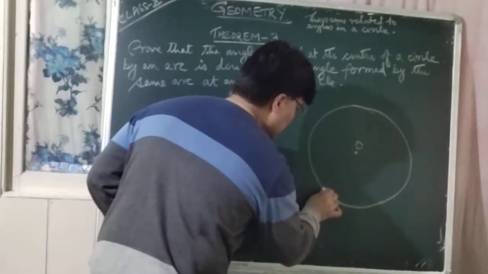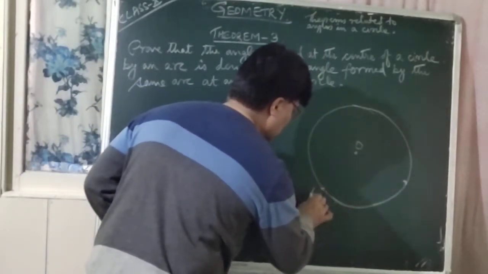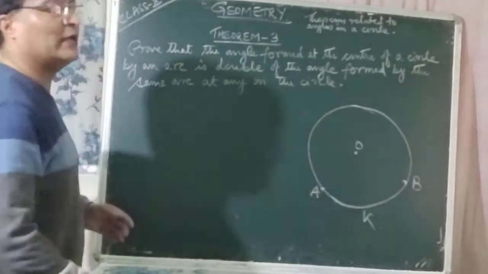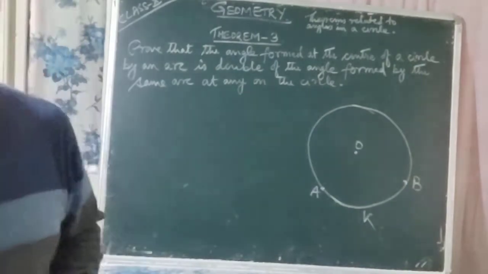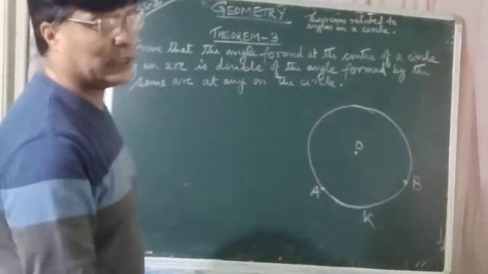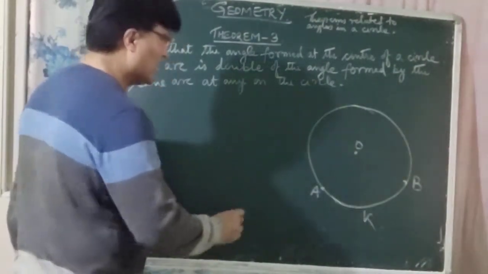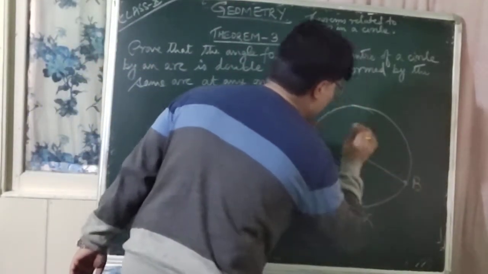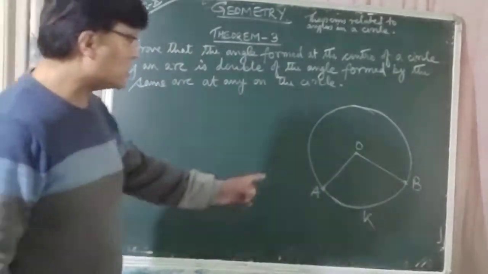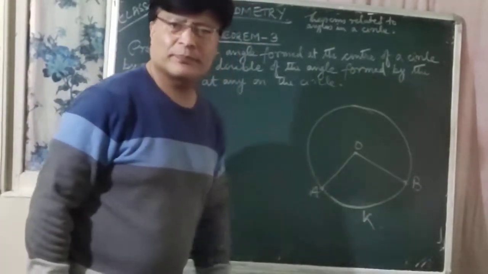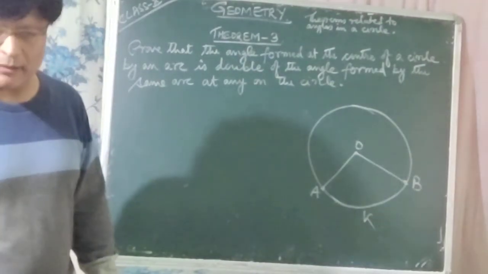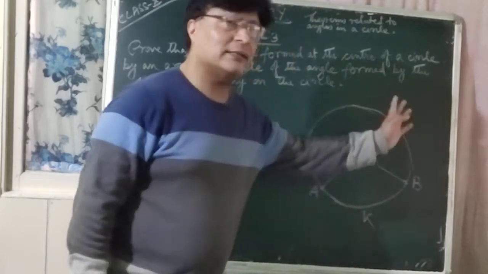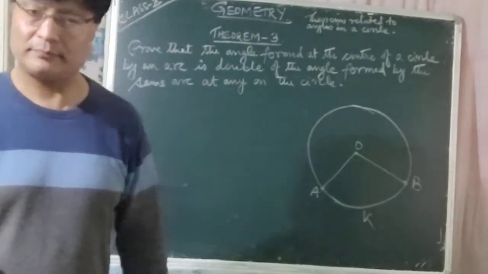Let us take any 2 points on this circle, that is A and B, and this AKB is an arc of the circle. Okay? So join OA and join OB. So what is this AOB? AOB is an angle subtended at the center O of the circle by the arc AKB. Is that clear now?